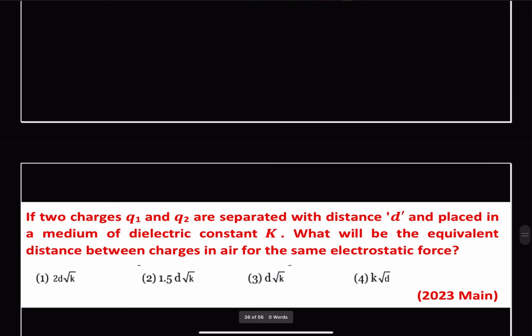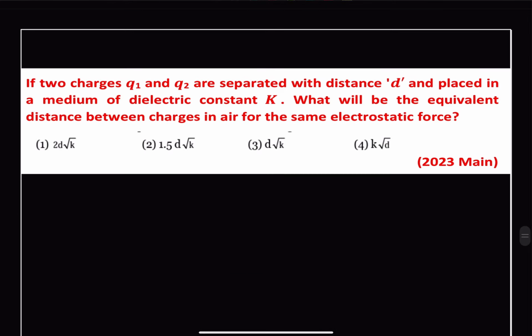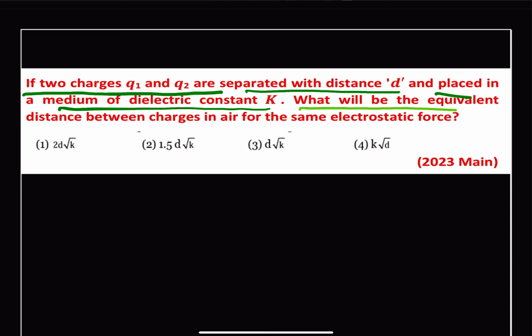Next question. It states that if two charges Q1 and Q2 are separated by a distance d and placed in a medium of dielectric constant K, what will be the equivalent distance between the charges in air for the same electrostatic force? So we want the electrostatic force to be the same, and first they are placed in the medium.